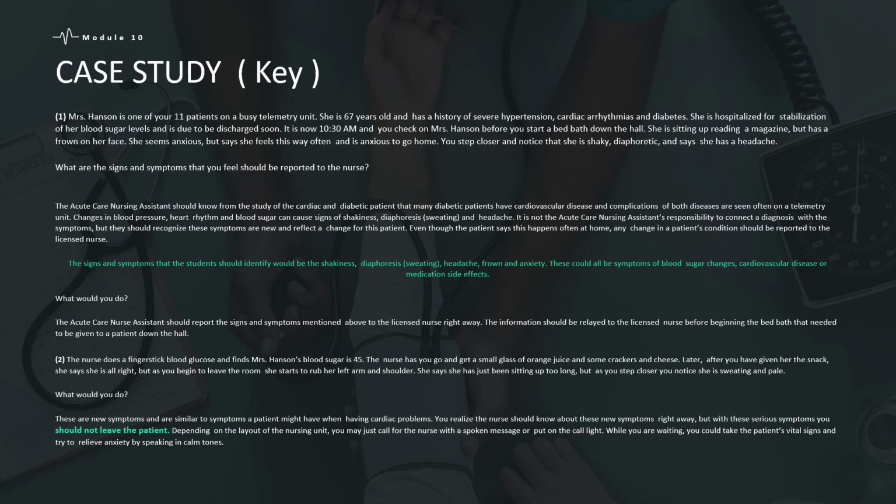What would you do? There are new symptoms and are similar to symptoms a patient might have when having cardiac problems. You realize the nurse should know about these new symptoms right away, but with these serious symptoms, you should not leave the patient. Depending on the layout of the nursing unit, you may just call for the nurse with a spoken message or put on the call light. While you are waiting, you could take the patient's vital signs and try to relieve anxiety by speaking in calm tones.